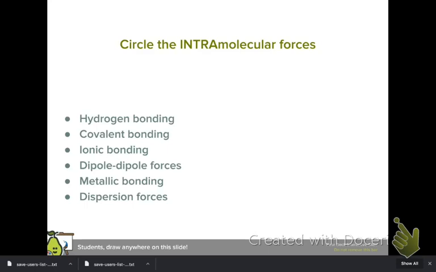And then, which of these are intramolecular forces? It says circle, but go ahead and write it down in your note-taking guide. Hydrogen bonding, is it inter or intra? Covalent, ionic, dipole-dipole, metallic bonding, and dispersion.